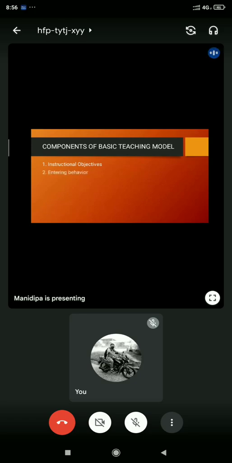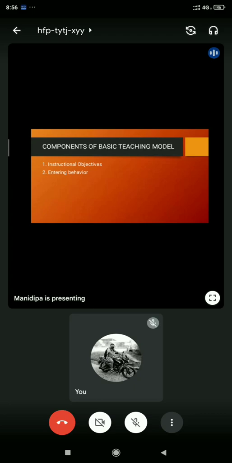Next component is entering behavior. It means the initial behavior of the student before the beginning of instruction. It is his basic potential or level of performance in terms of educational ability, comprising the factors like previous knowledge of the subject or subjects, intellectual ability, learning ability, and motivational state.